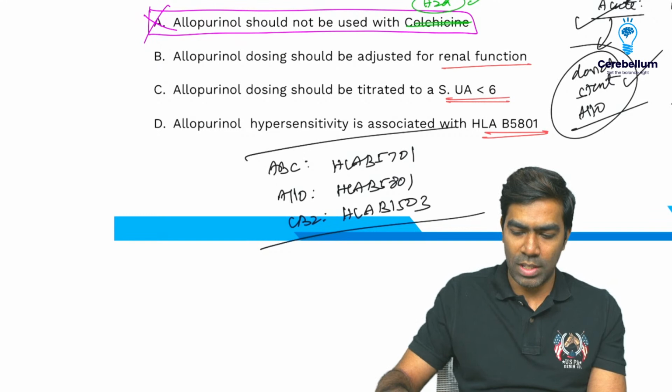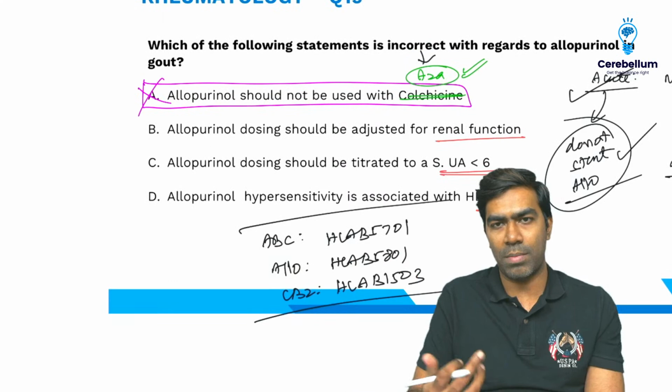So the only thing that's wrong is basically option A. I mean, if it's azathioprine, the option would have been correct, but it's colchicine, so it's wrong. Colchicine and allopurinol can be used together. In many patients, we do use both together.